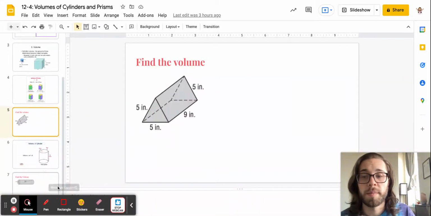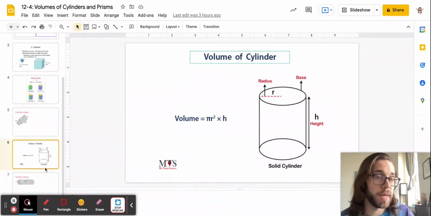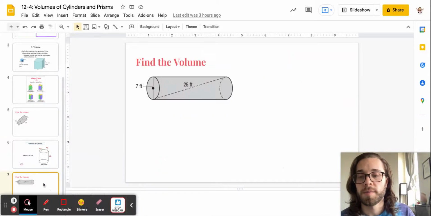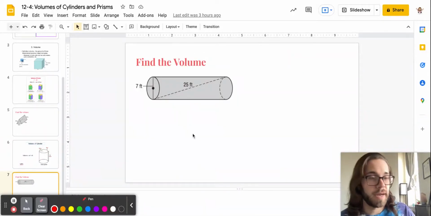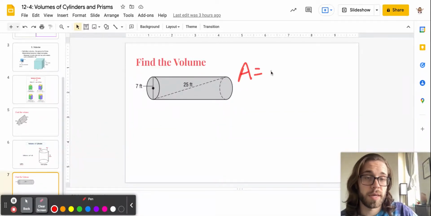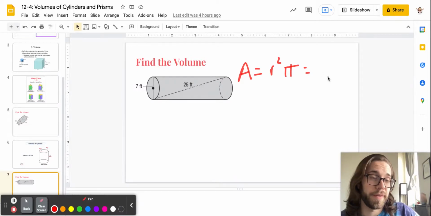Now, continuing on with a cylinder, as you would expect, it's just going to be the area times the height. And once again, if it's oblique, your height won't be the side. So let's find it. First of all, we can find the area of the circle easily. It is radius squared times pi. Now, the radius is not 7, the diameter is 7. So it's 3.5, or 7 over 2.